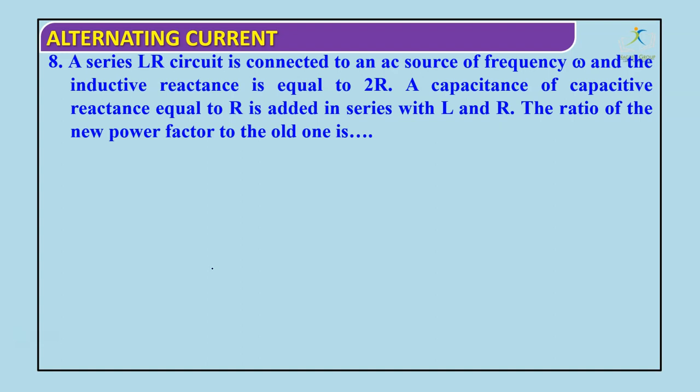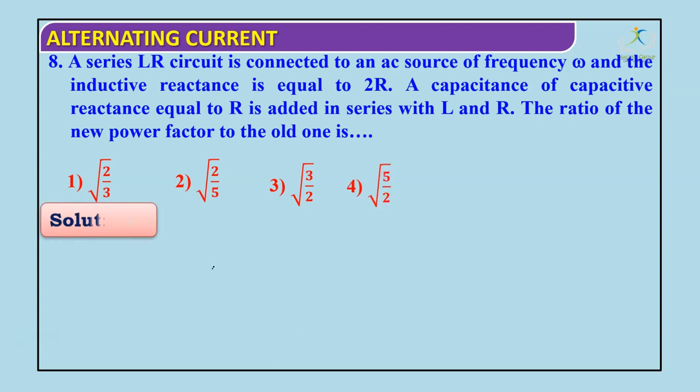The ratio of the new power factor to the old one is, we have the options: root 2 by 3, root 2 by 5, root 3 by 2, root 5 by 2. So, the solution part, let us see.